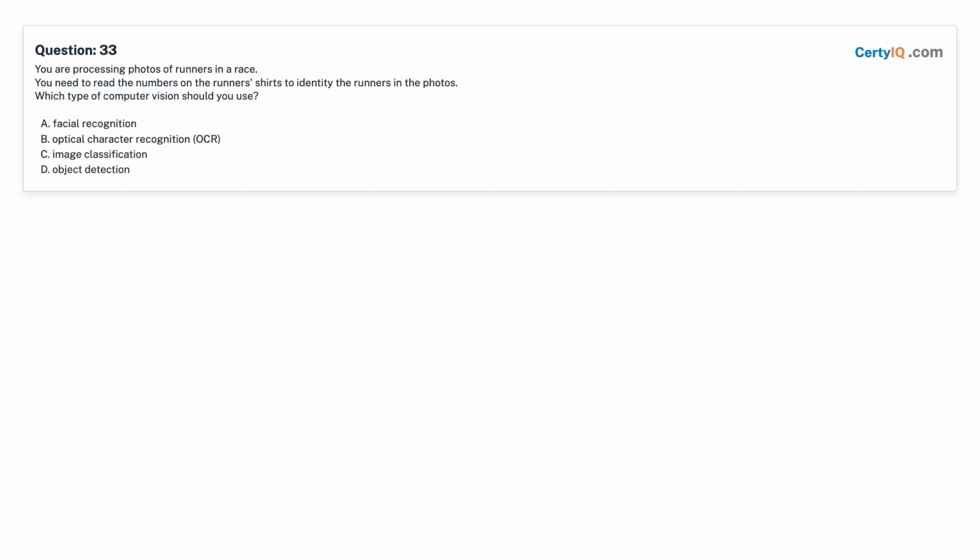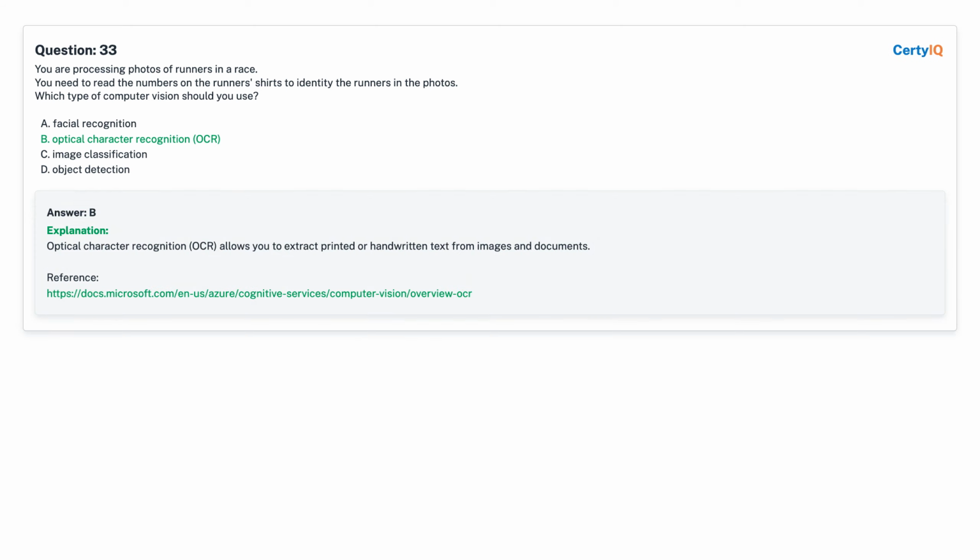Question 33. You are processing photos of runners in a race. You need to read the numbers on the runners' shirts to identify the runners in the photos. Which type of computer vision should you use? A. Facial recognition. B. Optical character recognition, OCR. C. Image classification. D. Object detection. Answer is B. Optical character recognition, OCR.